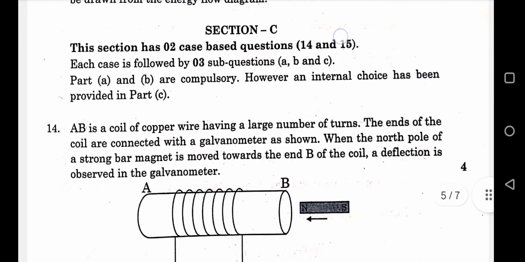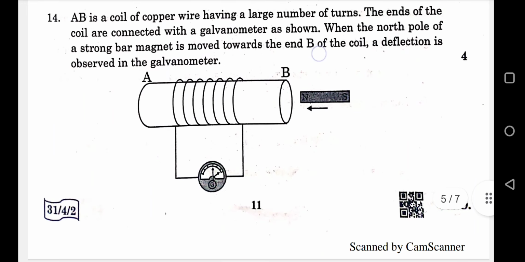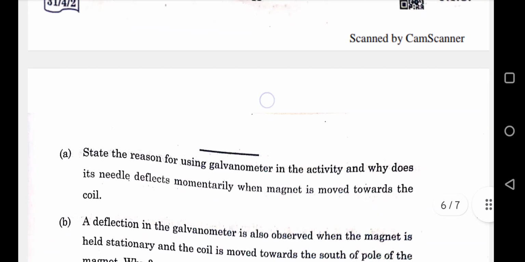Okay, section C, question 14. In that question they ask you to state the reason for using a galvanometer in the activity, and why its needle deflects momentarily when the magnet is moved towards the coil. This question was everywhere in the sample papers. If you saw 1 or 2 sample papers, you have seen this question.